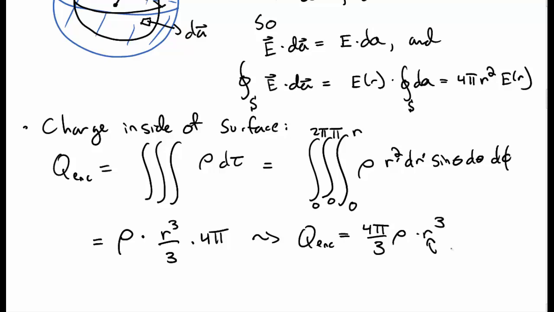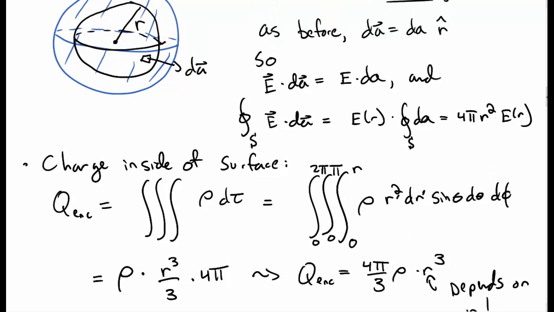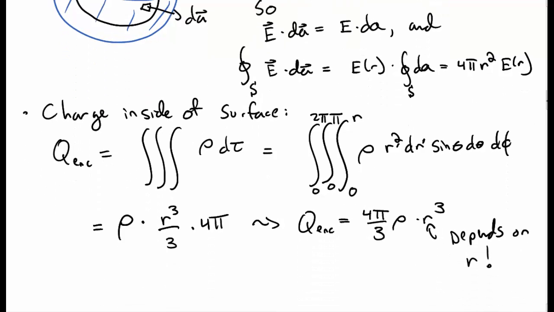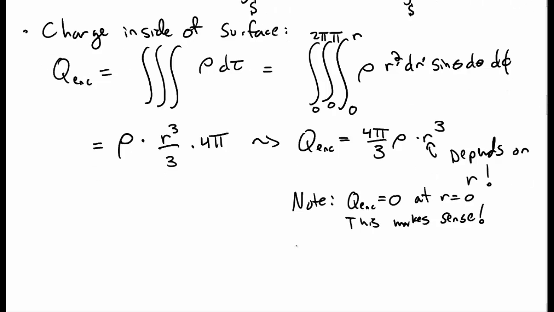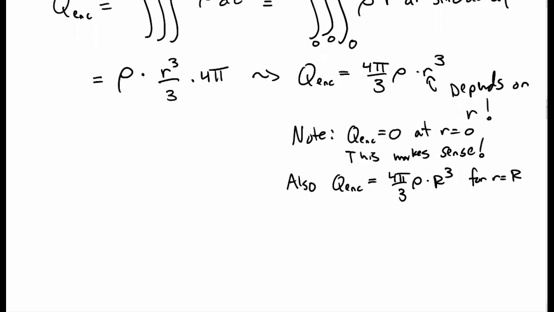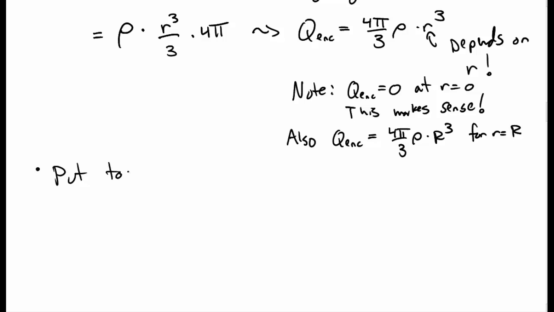Notice again that this actually is little r cubed. It depends on little r. Also note that Q enclosed is actually 0 at r equal to 0. And that actually makes sense. You shouldn't have any charge at r equal to 0 if you have a sphere of 0 size. Also, if you let little r equal to big R, then you get Q enclosed is, well, what we had before for the total charge of the sphere, 4 pi rho over 3 times R cubed.